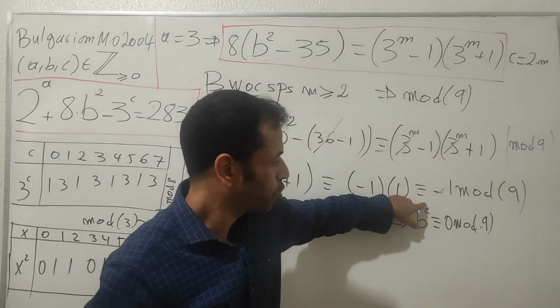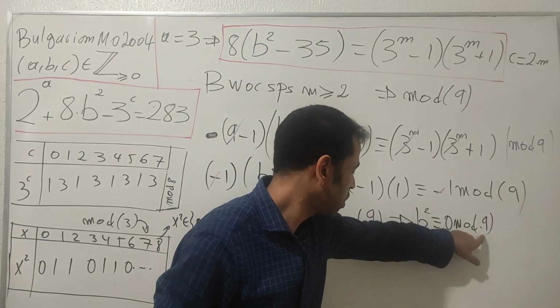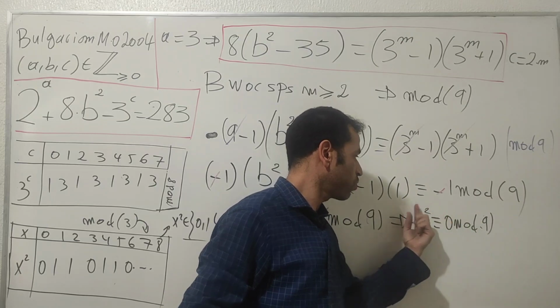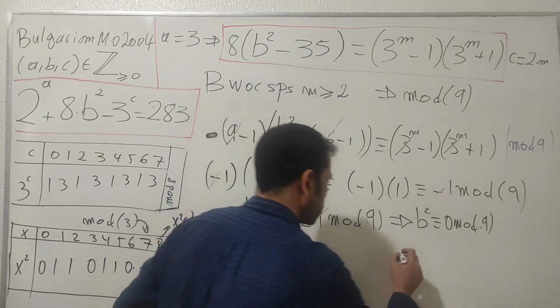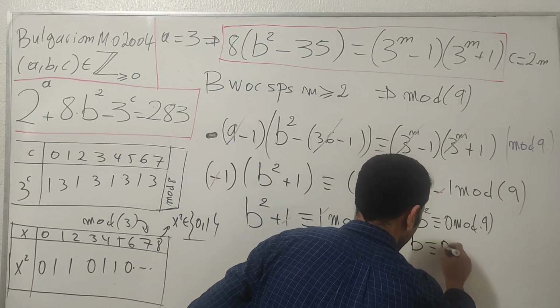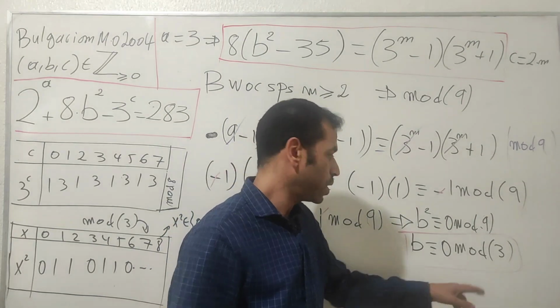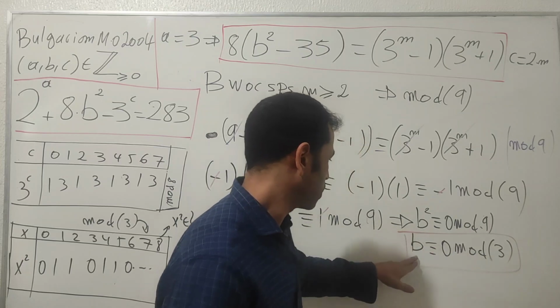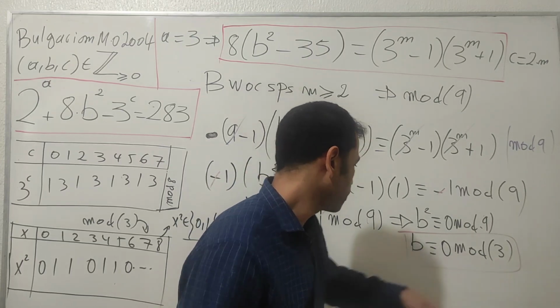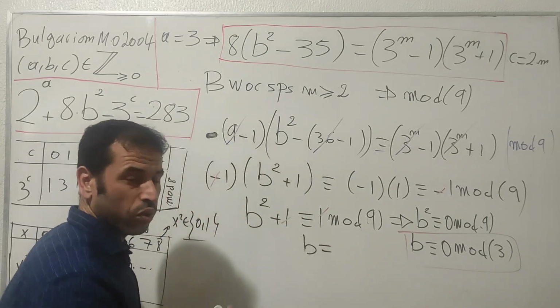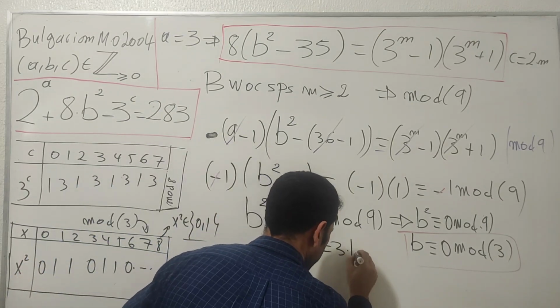So since b squared is 0 mod 9, I'm going to reduce this divisor, taking the square root of everything. This implies b is congruent to 0 mod 3. According to the divisibility statement, 3 divides b, which means b is a multiple of 3. So b is going to be written in this form: 3 multiplied by k.